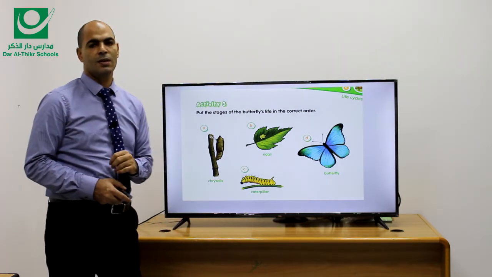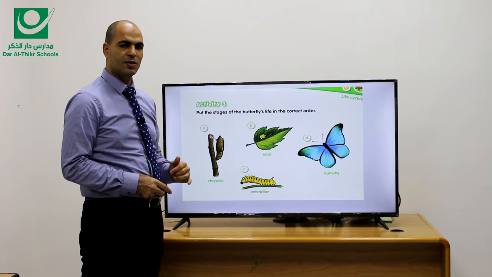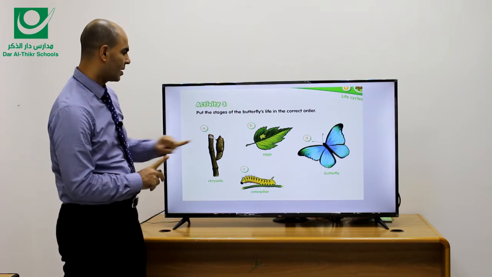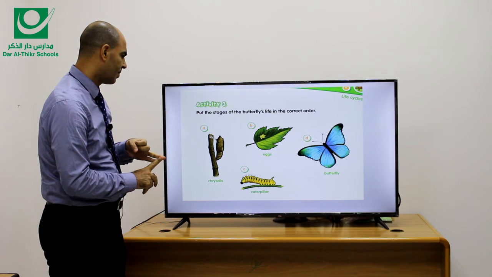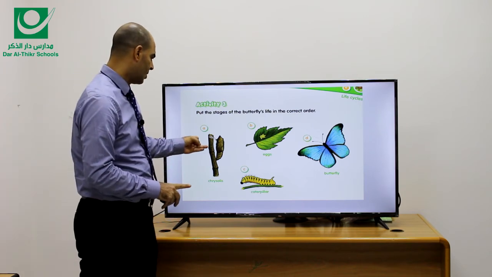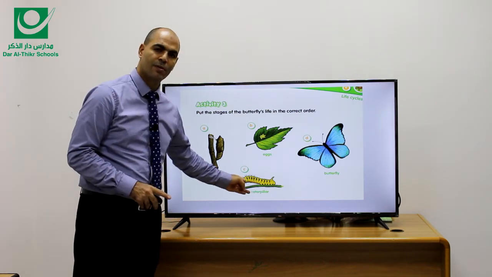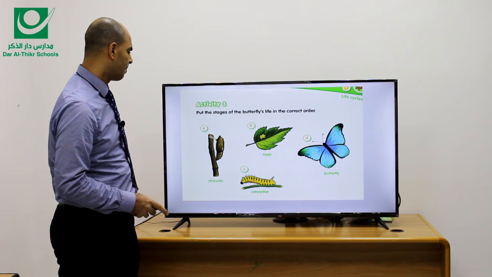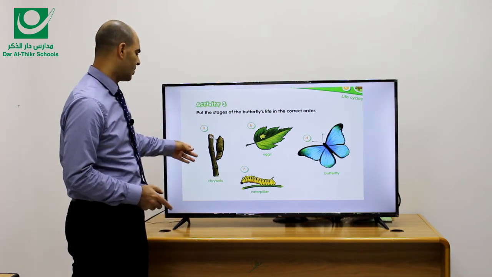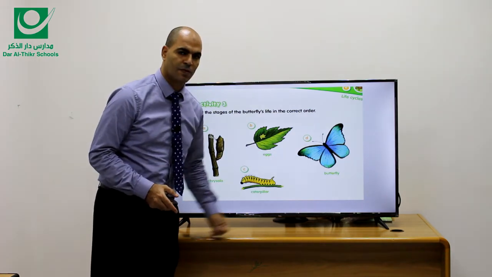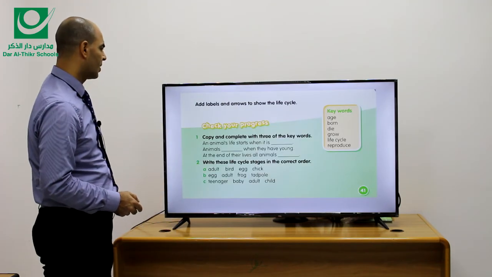Okay, let's do it together. Which one is the first stage? What do you think? Yes, the eggs. Then the chrysalis or the caterpillar. What do you think? Okay, the caterpillar, then the chrysalis, then the butterfly, the adult butterfly.